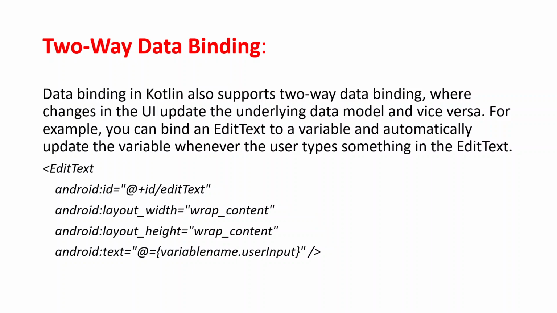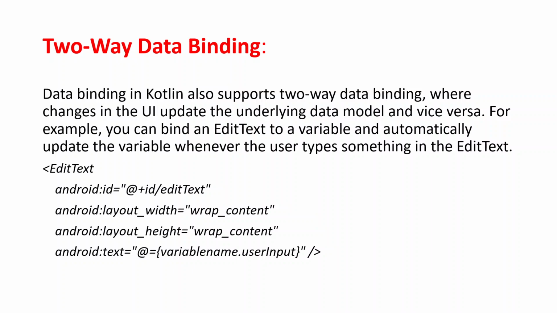Data binding in Kotlin also supports the two-way binding, where changes in the UI update the underlying data model and vice versa. For example, you can bind the edit text to a variable and automatically update the variable when the user types something in the edit text. Here is the example: android:text equals variable name dot user input.